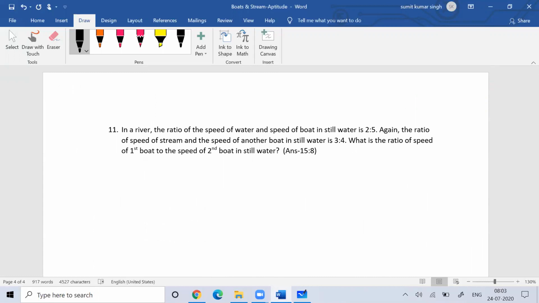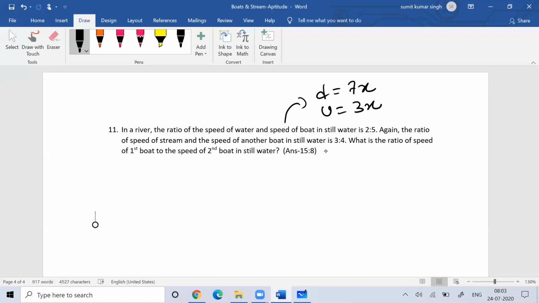In the river, the ratio of speed of water to the speed of boat is 2:5. So again here, the downstream speed would be 7x and the upstream speed would be 3x. Okay, I hope you can easily understand this. Wait a minute, something else is given. So in a river, the ratio of the speed of water and the speed of boat in still water is 5:2. Okay, there are two boats given. This is a question of ratio only, a simple question.